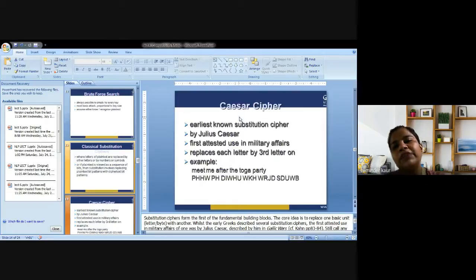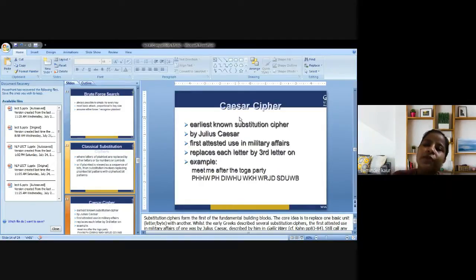Now it replaces each letter by the third letter after it. For example, if I am using ABC, A is replaced by D, B by E, and C by F, so DEF will be my cipher text after performing the Caesar cipher, because it is using a three shift. There are 26 characters in the alphabet, and each character can be denoted by a numeric value: A is 0, B is 1, and so on, from 0 to 25. So in addition, we use modulus 26.